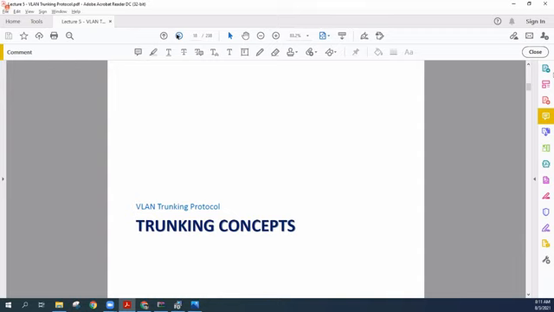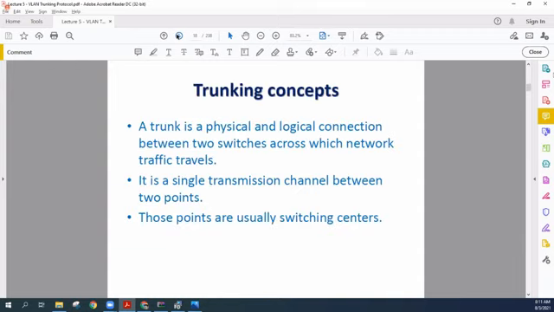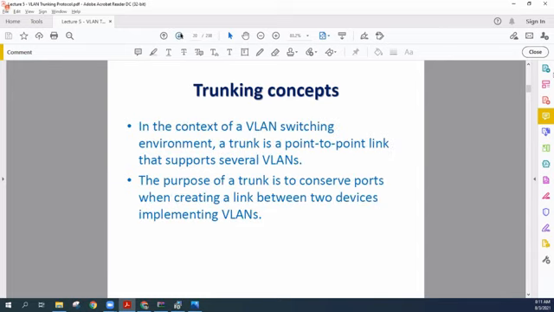Right? Then the trunking concept. Trunking is a physical and logical connection between two switches across which traffic travels. It is a single transmission channel between two points. Those points are usually switching centers. You can understand that, but I'm not going to elaborate further. If you have a question, you can raise it.